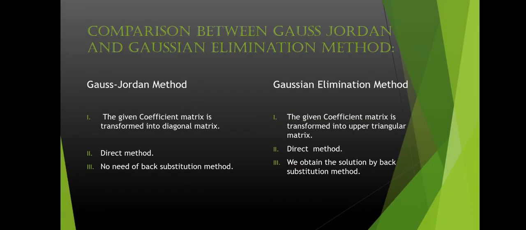Comparison between Gauss-Jordan and Gaussian elimination method. In the Gauss-Jordan method, the given coefficient matrix is transformed into a diagonal matrix. Whereas in the Gaussian elimination method, the given coefficient matrix is transformed into an upper triangular matrix. Both are direct methods, and in the Gauss-Jordan method, there is no need for back substitution. Whereas in the Gaussian elimination method, we obtain the solution by back substitution.